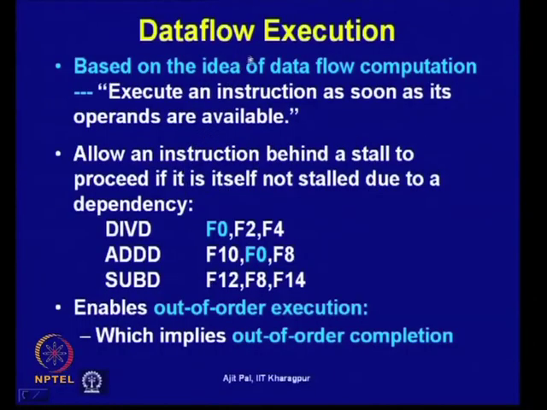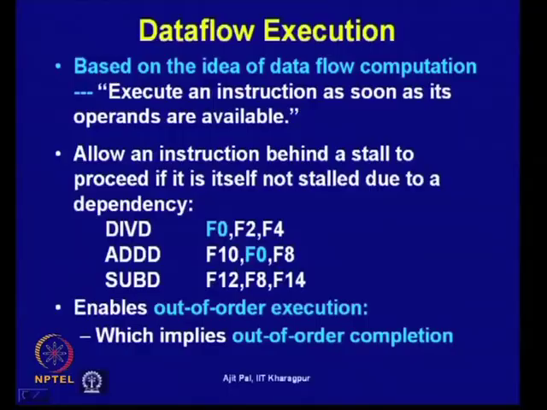So it has to be done this way, and whenever you do it, this will allow an instruction behind a stall to proceed, if it itself is not stalled due to dependency. We have already discussed data dependency, particularly true data dependency. In case of true data dependency, a particular instruction will produce an output which will be used by a subsequent instruction. In such a case, obviously, there is no alternative but to stall due to data dependency.